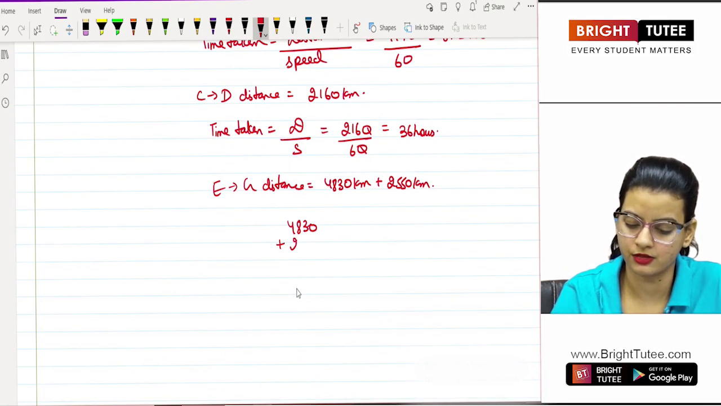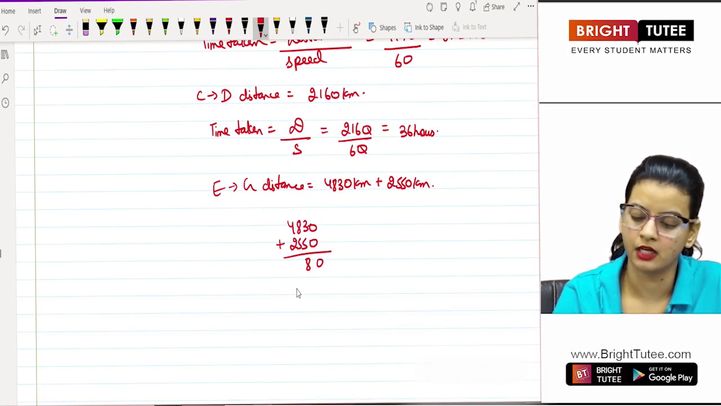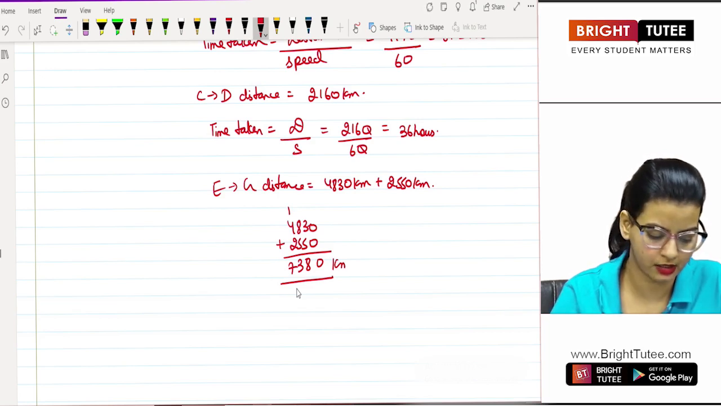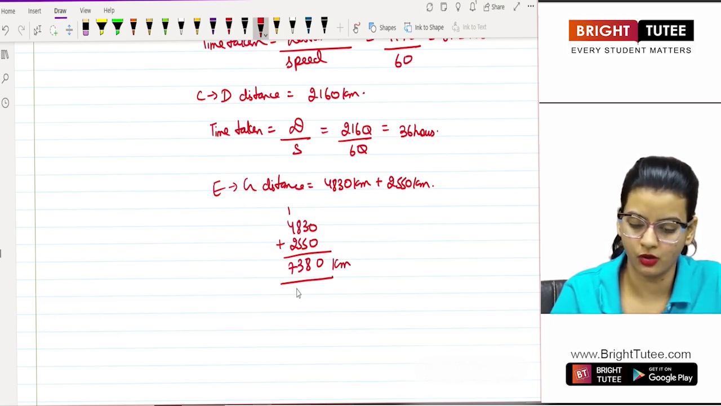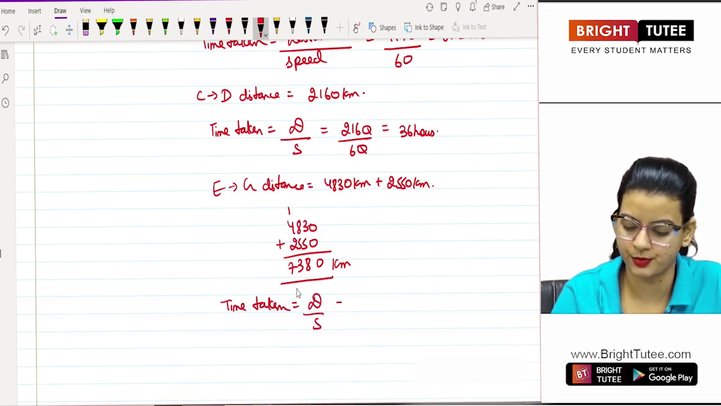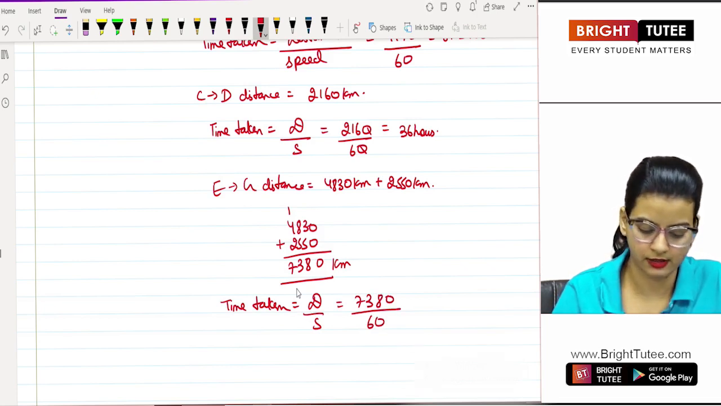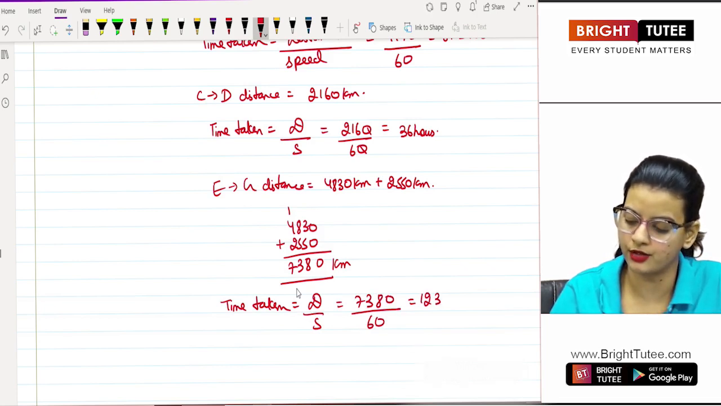4830 plus 2550. So we have got 0. 5 plus 3 is 8. 8 plus 5 is 13. So 3, carry over 1. 4 plus 1 is 5, plus 2 is 7. 7380 kilometer. So time taken is equal to distance divided by speed. 7380 divided by 60, and this is equal to 123 hours.